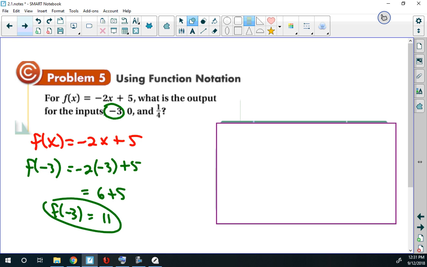Some people get that. Some people are like, dude, what do you do with the -3? Nothing. What do you do with the f? Nothing. That's it. That's your answer.